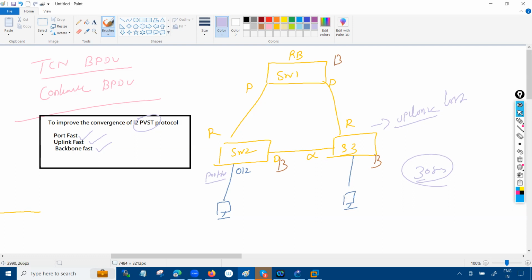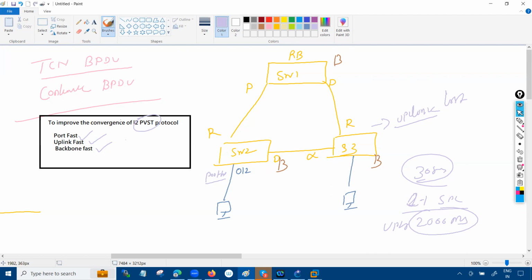If I'm implementing uplink fast, I still have to wait almost 1 to 2 seconds. It means up to 2000 milliseconds I have to wait. Guys, please pay attention, it's a very important topic to understand the next protocol. In up to 2000 milliseconds, if you have voice traffic in this network, you will lose almost 10 packets.